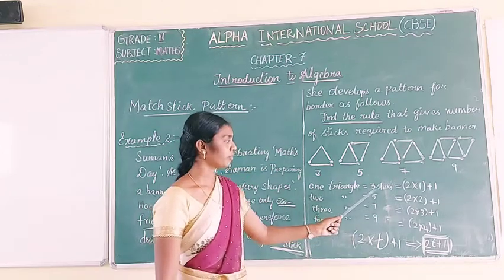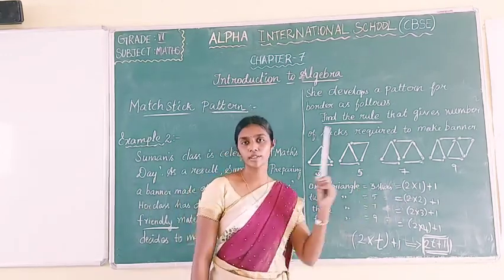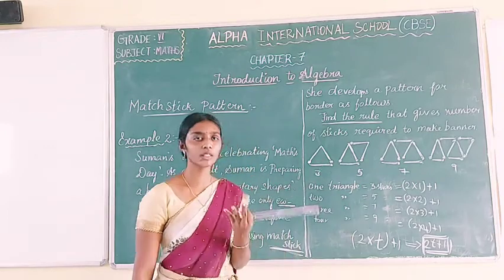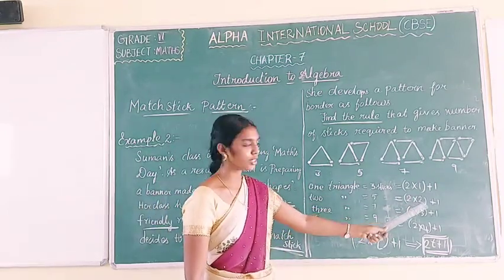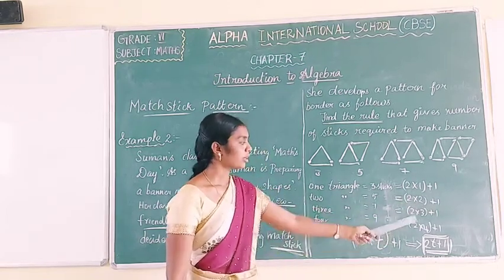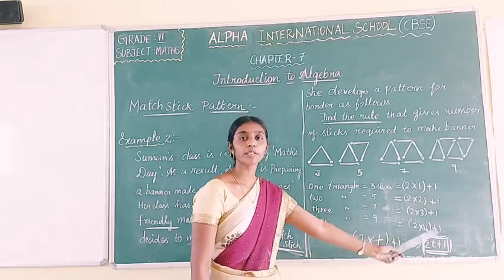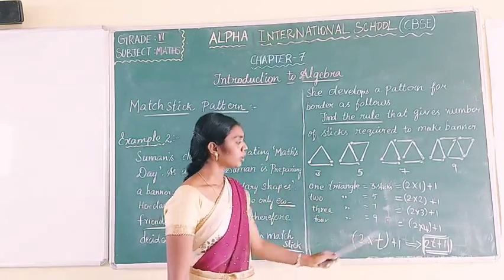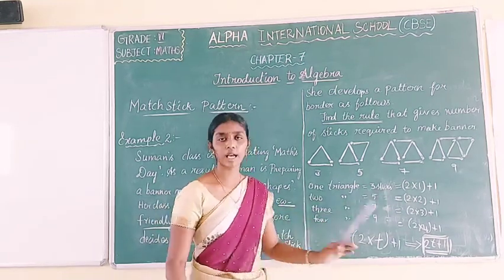For example, for the first one, what I am taking is 2 into 1. 2 ones are 2 plus 1 gives me 3. So I get 3. The same pattern, but the number of triangles is changing. So 2 into 2 is 4 plus 1, I get 5. 2 into 3 is 6, 6 plus 1 is 7, and 2 into 4 is 8 plus 1 is 9. So the common pattern I can frame keeps the constant term as it is.